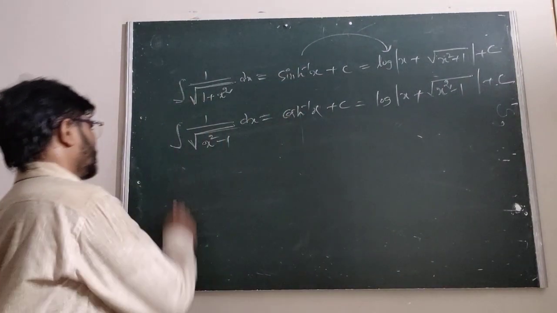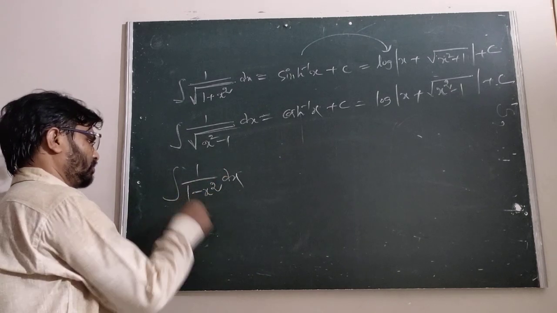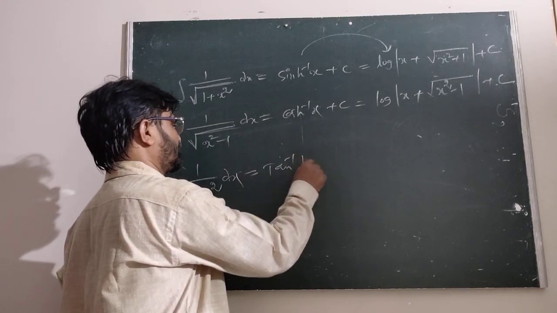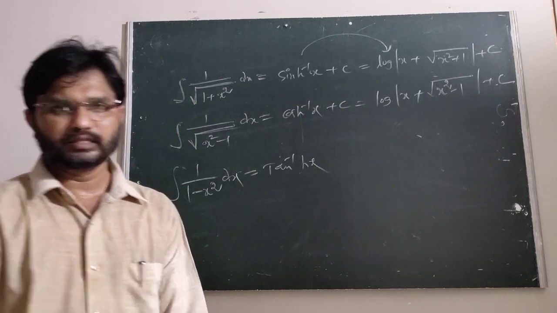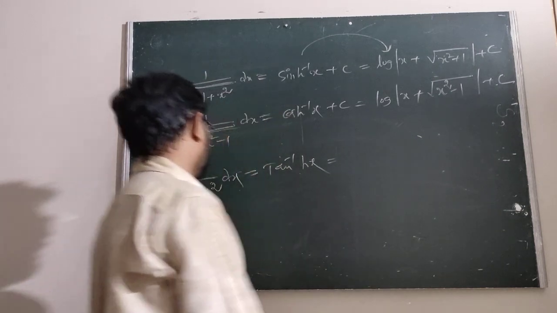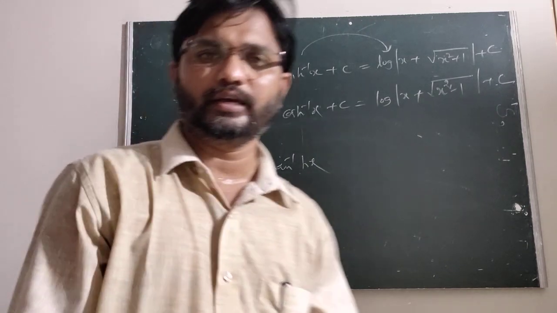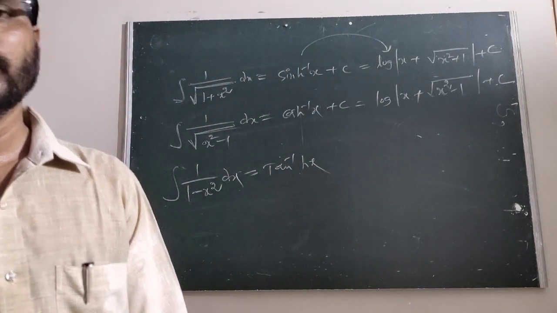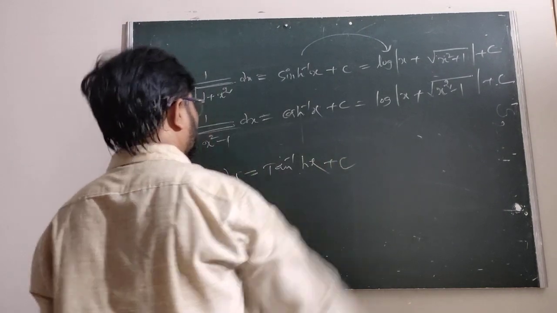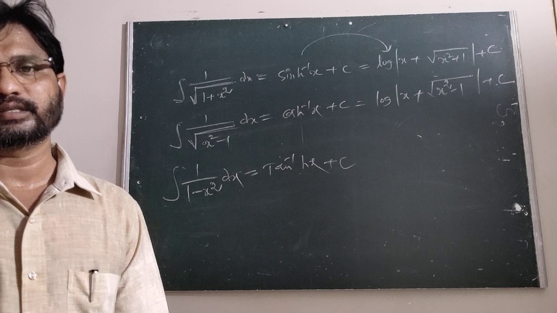Now the another one is integral of 1 by 1 minus x squared dx. This is the tanh inverse of x. We know that tanh inverse x is 1 by 2 log mod of 1 plus x by 1 minus x. This is the tanh inverse of x. Okay, understand? These are the formulas.